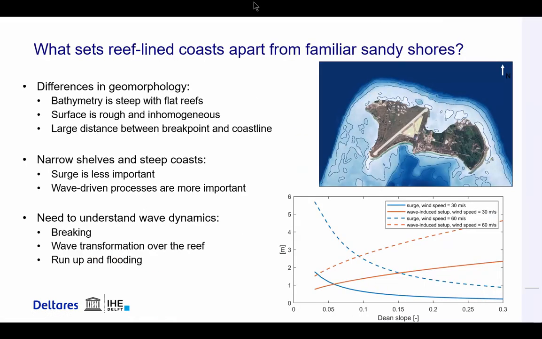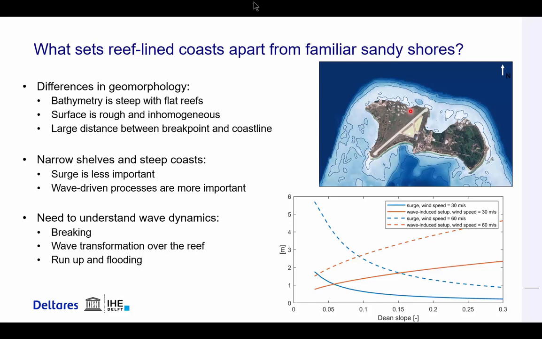So we need to understand how the wave transformation on these reef-lined coasts is different from more familiar sandy shores. And the main difference is in the geomorphology. Here's a map of Roi-Namur, where you see that there's a deep water blue that rises up quickly. The bathymetry rises up quickly to a horizontal shelf, which is very inhomogeneous and can sometimes be very rough. Another difference between sandy shores and these islands is that here the waves break on the reef edge at quite a large distance from the coastline.